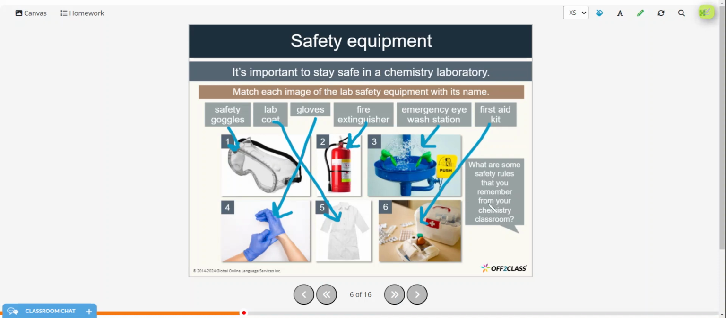And then think about some safety rules. If you've taken chemistry in the past, think about any rules that you remember from your chemistry classroom.